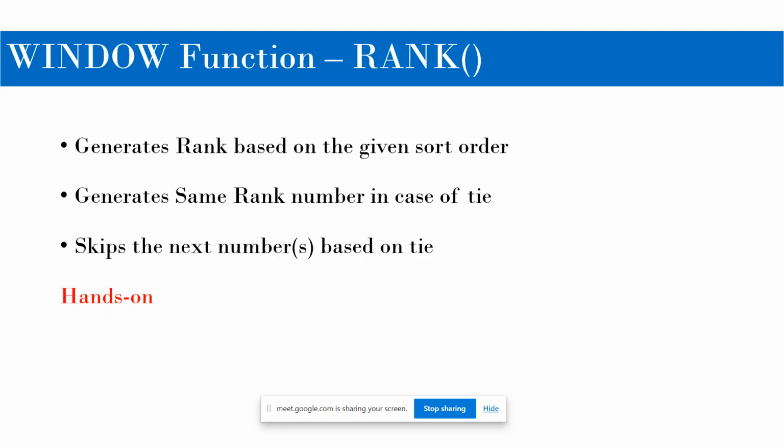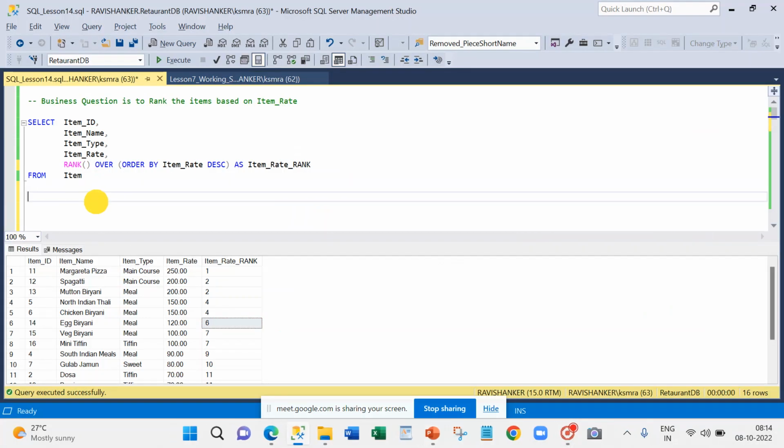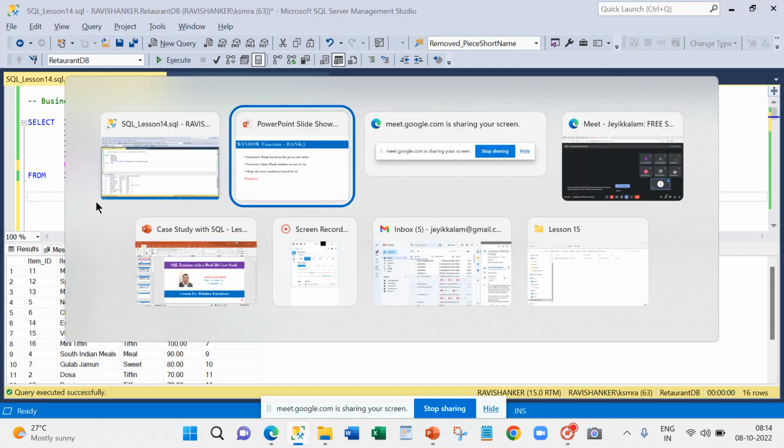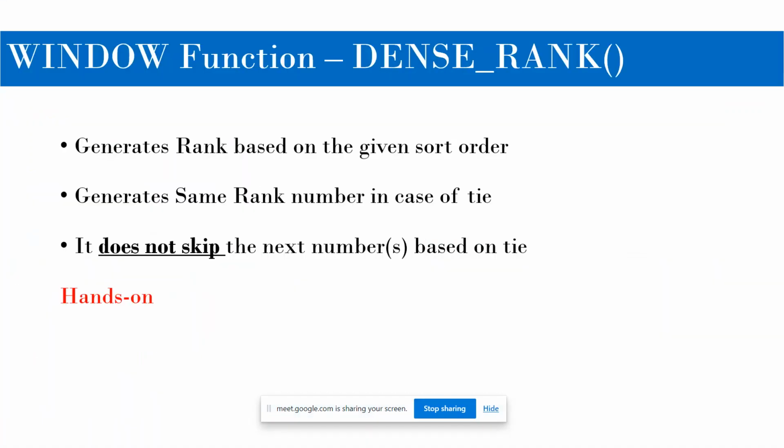So the rank function can be used in many places actually. Many interview questions come, like give me the top ranking based on salary, right? Which employee has the highest paid salary? Then you need to order by salary, then descending order. You will get rank 1 for him. Okay. So now let's see the next function.